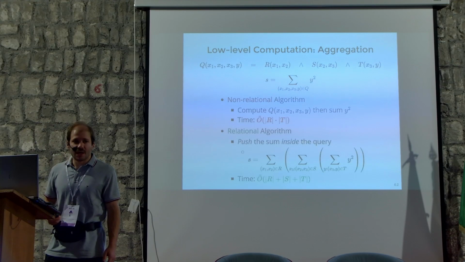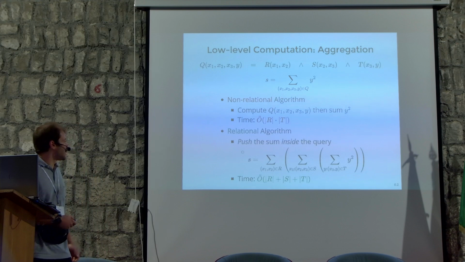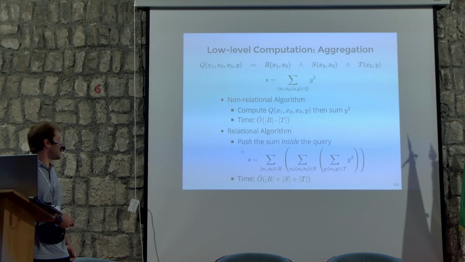Instead, in a relational algorithm, our target is to push the summation inside the query. So in this example, we could start by taking the summation of y squared in the relation T alone and compute an answer for every x3. Then using this answer, we can sum these answers up in the relation S for every x2 and so on. If we do it like this step by step, we can solve the same problem in linear time.